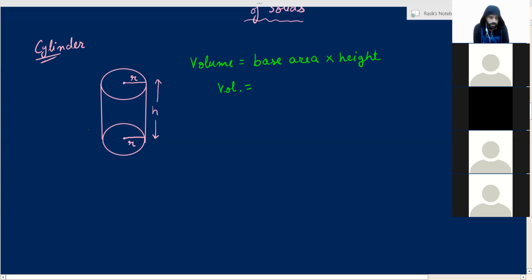Cylinder का base की shape क्या होती है? Just a minute. Let me share the link. I have not shared my link in the next class.